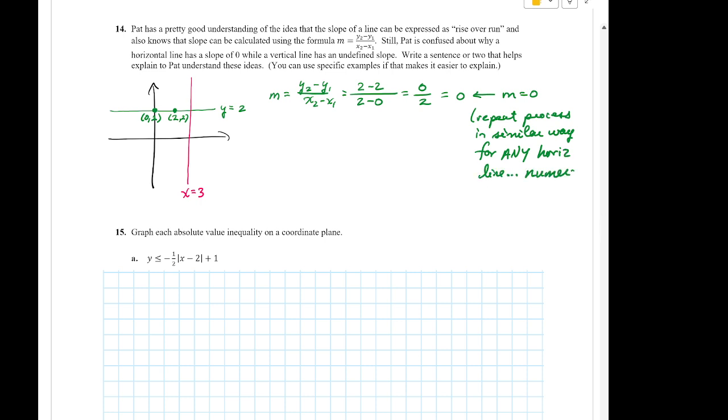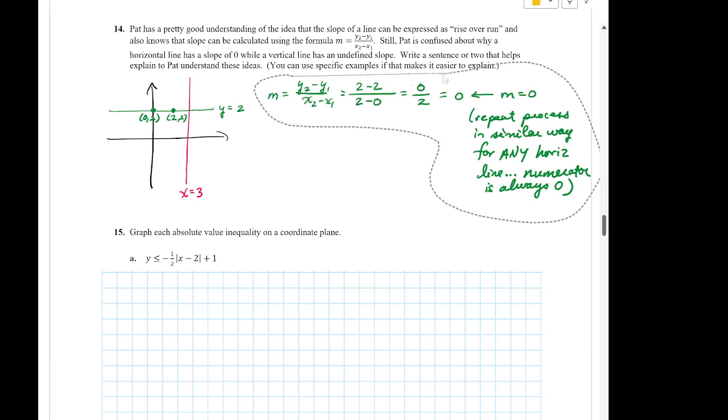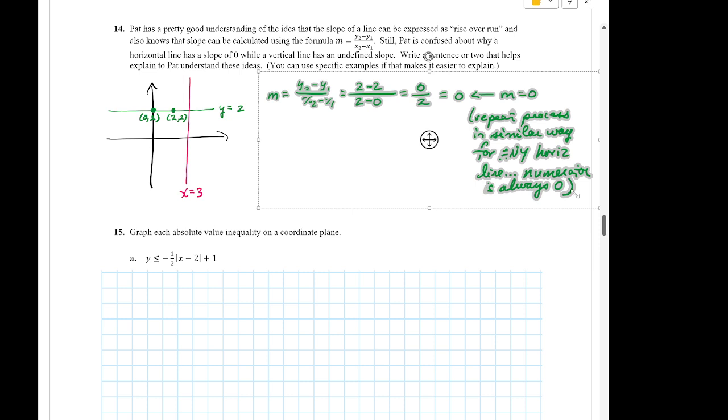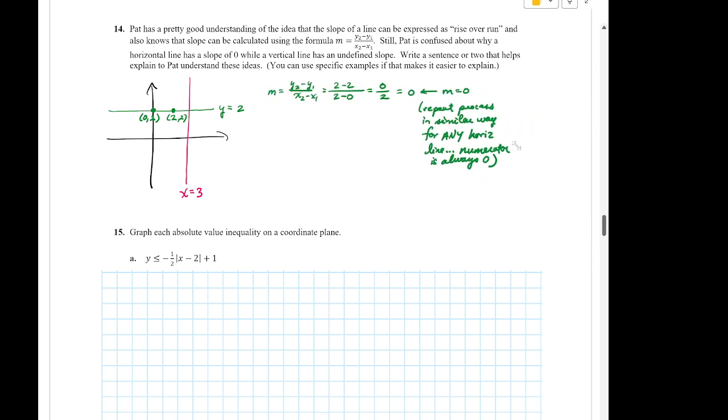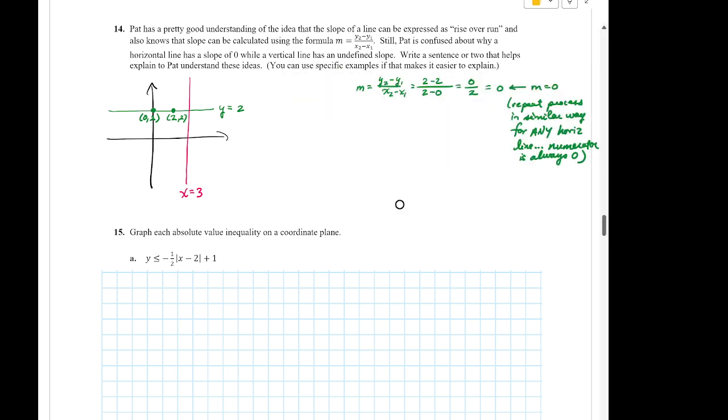The numerator is always 0, because the rise, if you think about it, doesn't go up or down. So that rise is 0. Okay, let me shrink that a little bit. Put that over there.